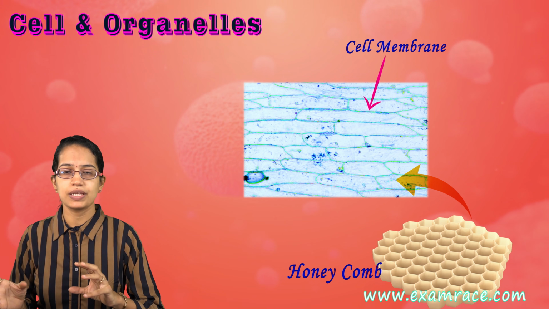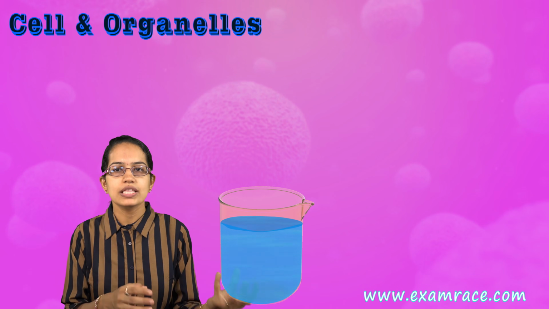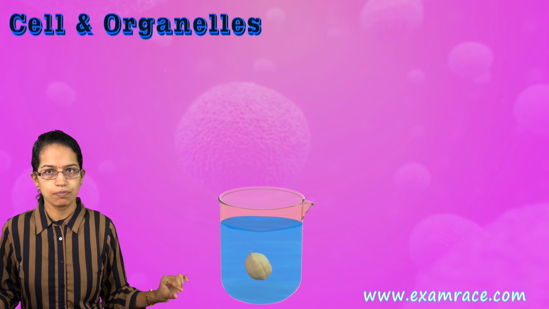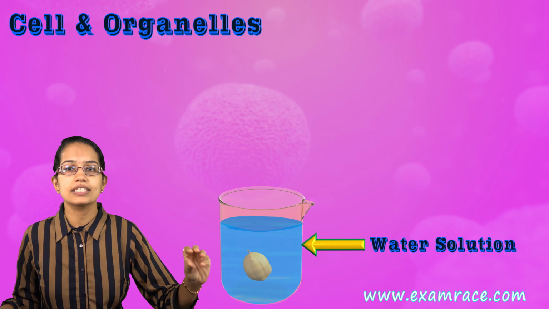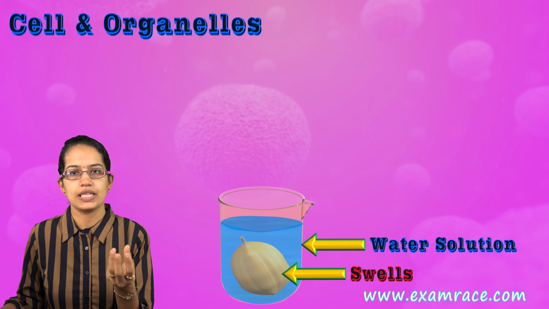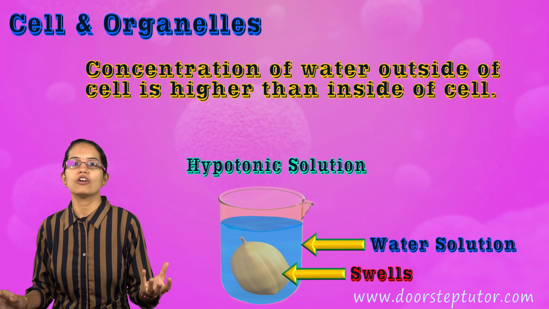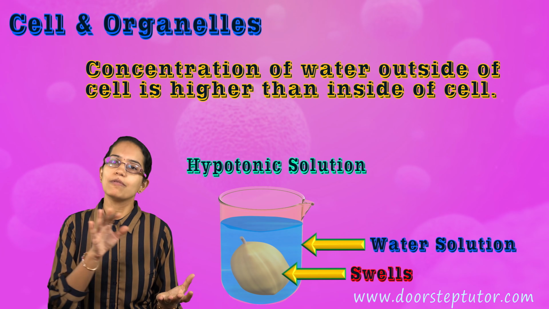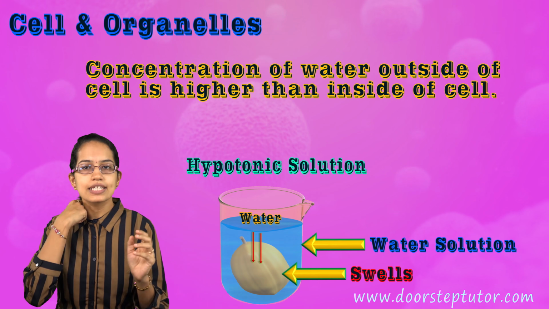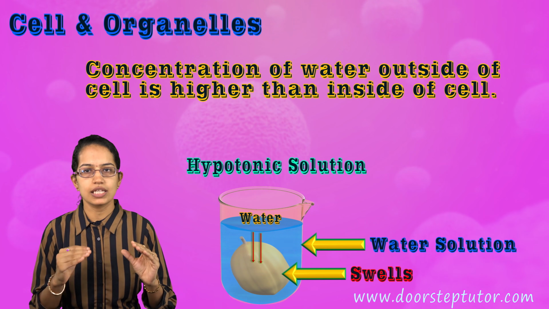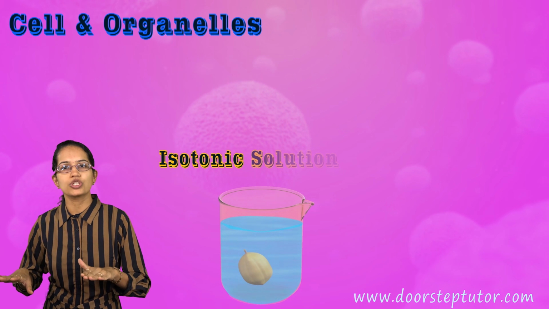How it happens, I can show with a very simple demonstration. You have a container, a beaker, with some raisins put in a water solution. After some time, what would you observe? You would observe that these raisins swell. Why does this happen? This happens because this was a hypotonic solution. The concentration of water outside was much higher as compared to inside, and therefore water moved inside the cell, or inside the raisin in this case, and this is an example of a hypotonic solution. On the other hand, you have an isotonic solution.